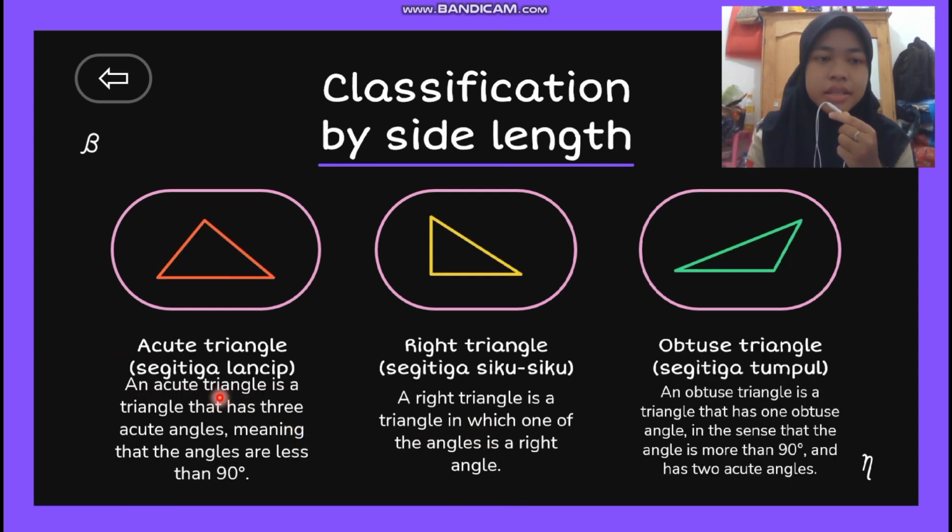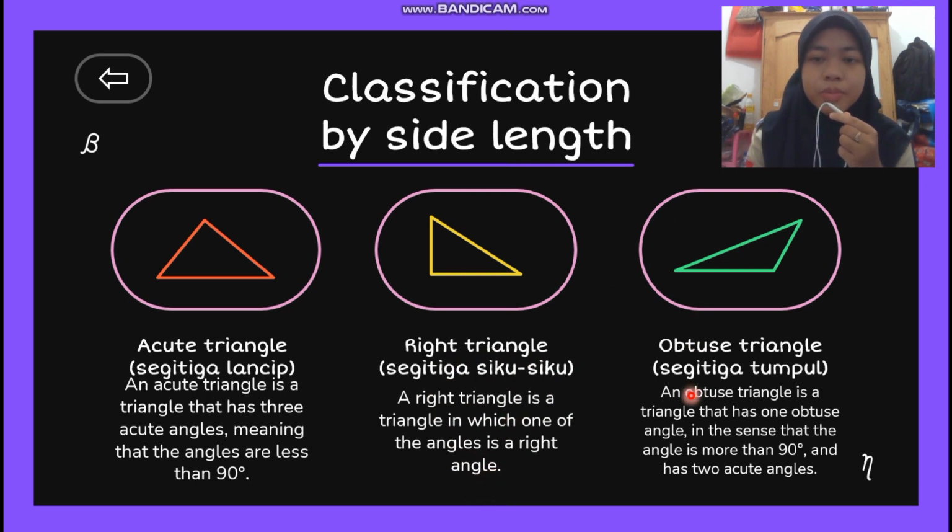The next is acute triangle, which means segitiga lancip. An acute triangle is a triangle that has three acute angles, meaning that the angles are less than 90 degrees. The next is right triangle, which means segitiga siku-siku. A right triangle is a triangle in which one of the angles is a right angle.